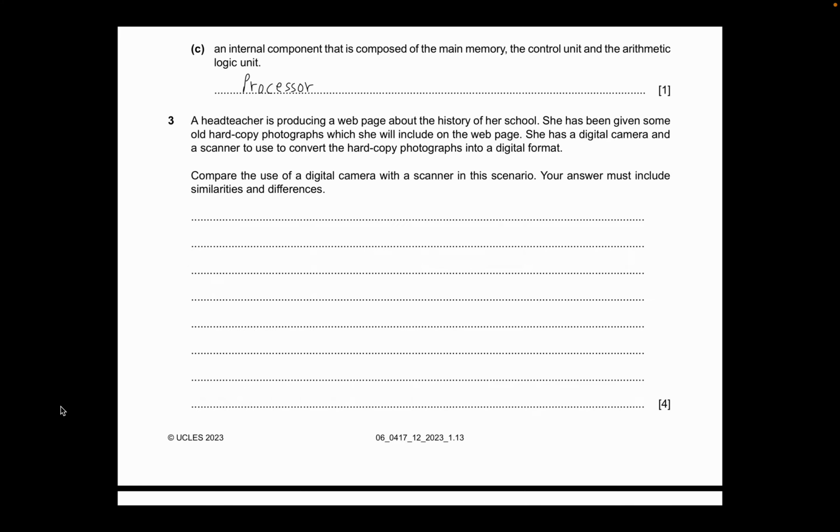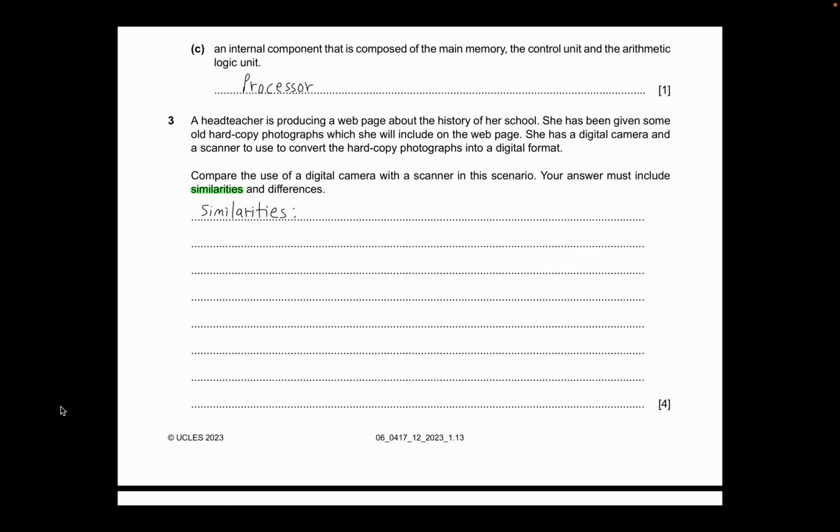So since this is 4 marks, you can include at least maximum 3 points for similarities and 3 points for differences, just to be on the safe side. Okay, so what I'm going to write is that similarities. Okay, we're going to focus on the similarities. I'm just going to be highlighting this. Okay, this is going to be the similarities.